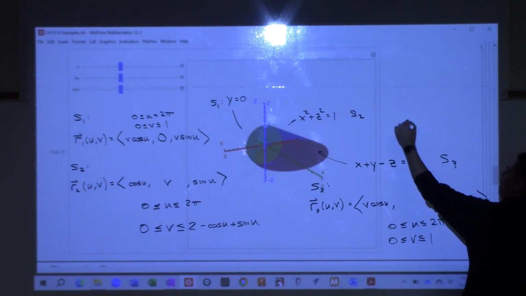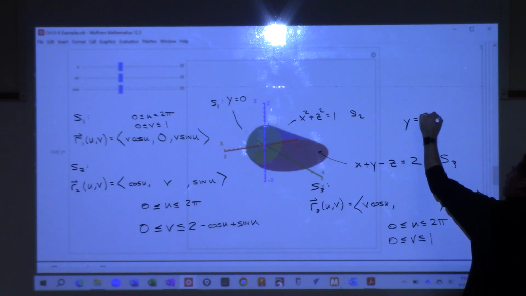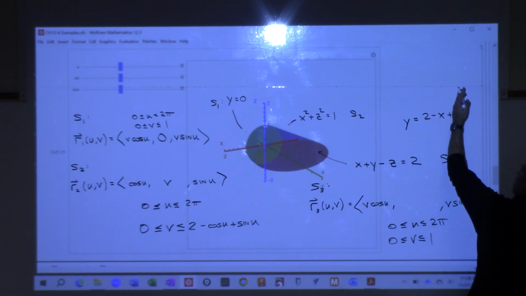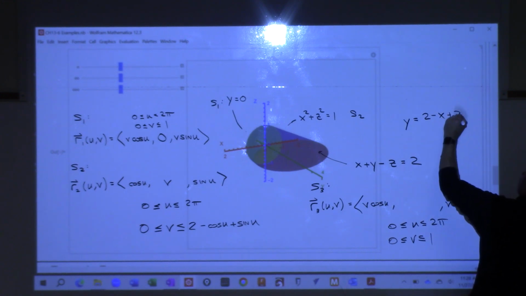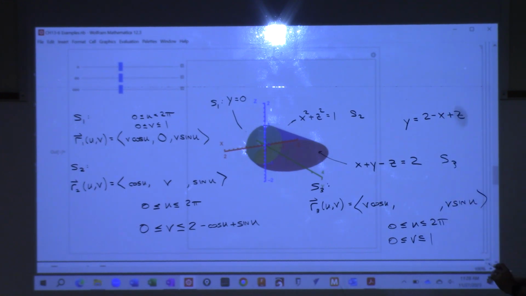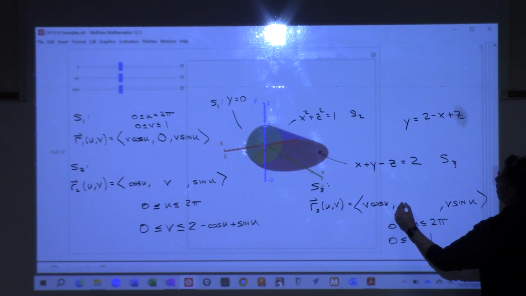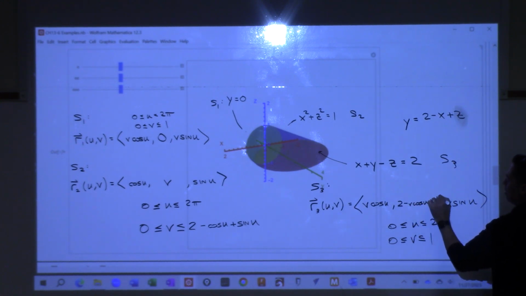When I solved that for y, what did I get? 2 minus x plus y? Oh, no, plus z, sorry. Plus z. But now for us, what's x? This, and what's z? This. You see? So this right here, I'm not going to have space to write in here, I'll try. 2 minus v cosine u plus v sine u.